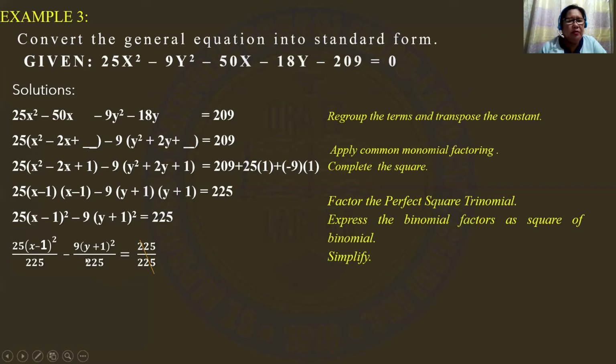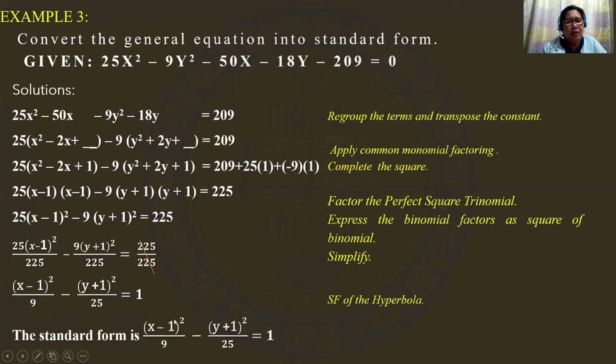Simplify 25 and 225, 9 and 225. So what we have is the square of x minus 1 over 9 minus the square of y plus 1 over 25 is equal to 1. And this is now the standard form of the hyperbola. So again, the standard form is the square of x minus 1 over 9 minus the square of y plus 1 over 25 is equal to 1.